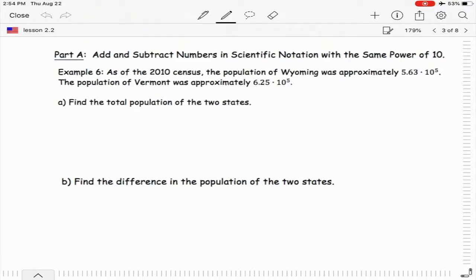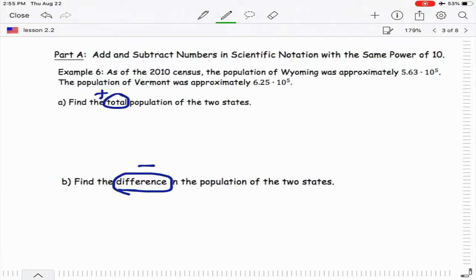As of the 2010 census, the population of Wyoming was approximately 5.63 times 10 to the 5th power. The population of Vermont was approximately 6.25 times 10 to the 5th power. Find the total population of the two states. And then B says, find the difference in population for the two states. The word total, right? You learned this since elementary school. The word total means to add, while in B, the word difference means to subtract. I'm going to show you right now in this one example how we add and subtract scientific notation.